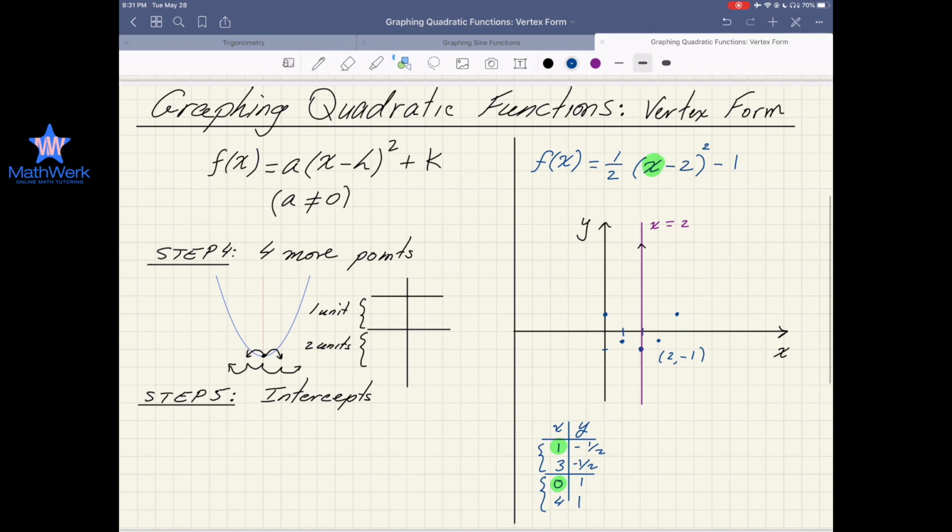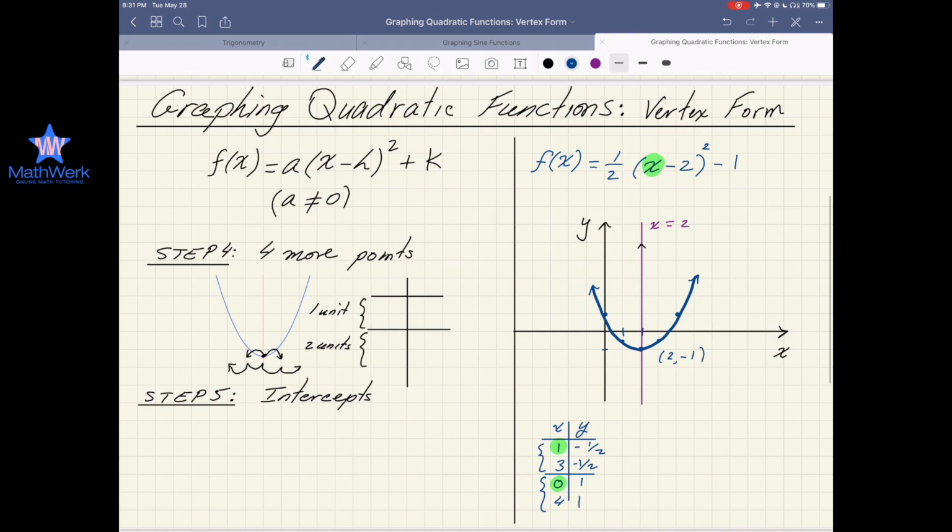Now we have 5 points, including the vertex, and that is enough points to get an overall shape of this graph. Remember, it's going to be curved. There should not be any sharp edges. So let's make sure of that. Let's do a better job here. There we go. And here is the other side. And we could put arrows to indicate this is going to go up indefinitely.